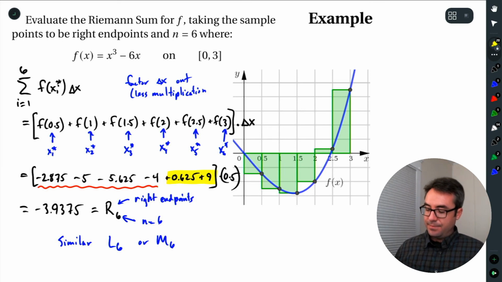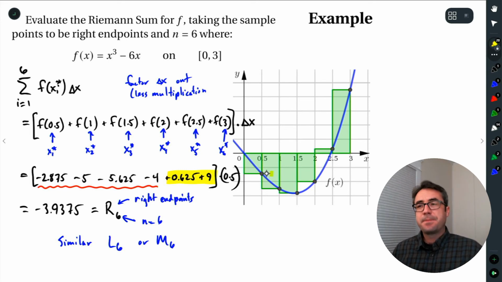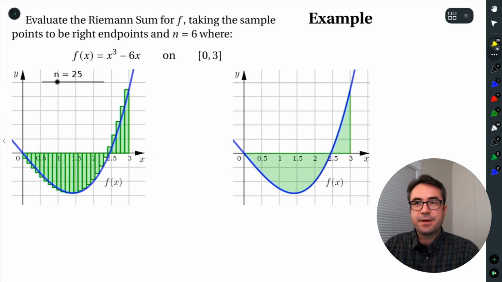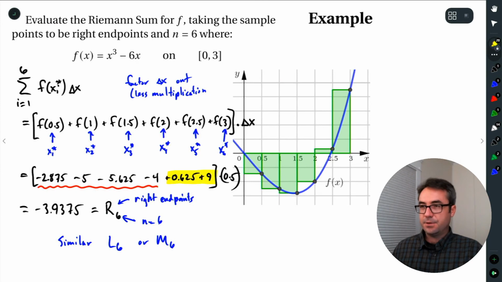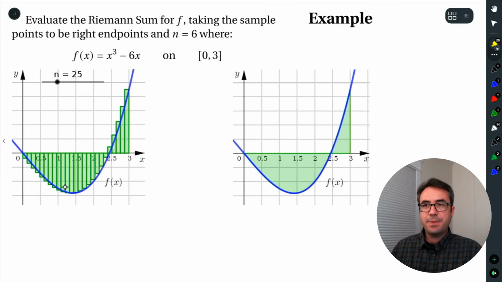In this example, we're using n equals 6. That's fine, but in practice, we try to do these so that n is relatively large. We're using a large number of rectangles here. And how that might look is something like this. We have the graph of our function, and here we see it with 25 rectangles plotted, right endpoint rectangles. You can see already this is a much better representation for our region compared to what we did with just 6. 6 did an okay job giving us an idea of our region, but if we up it to 25, we have a much better representation.